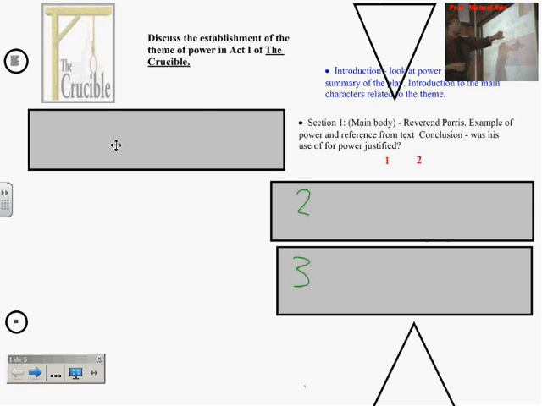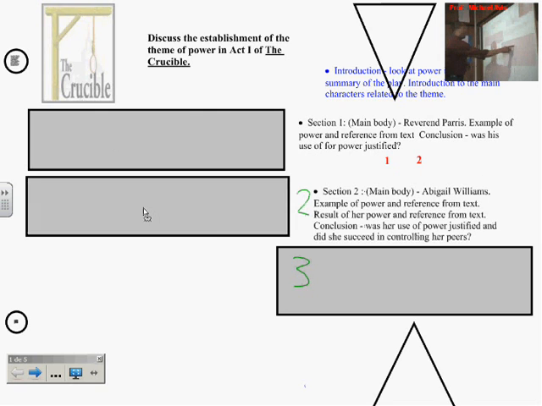The third paragraph, section 3, as we know, will deal with Tituba. Same question. Example of power and reference from the text, results of her use of power, and was her power justified in saving herself. Now, because this is supposed to be a short tutorial, we're not going to deal with all 3 sections. We will deal instead only with section 1, the main body. What I've done here, though, is hopefully give you an idea of how to break it down in its entirety. We're going to deal, however, only with section 1.